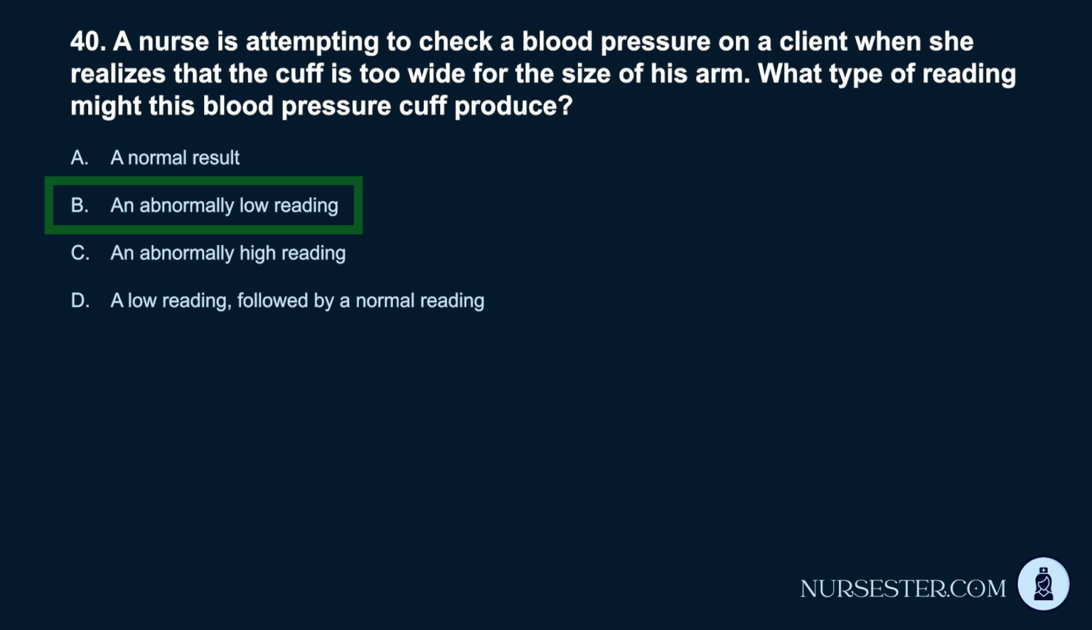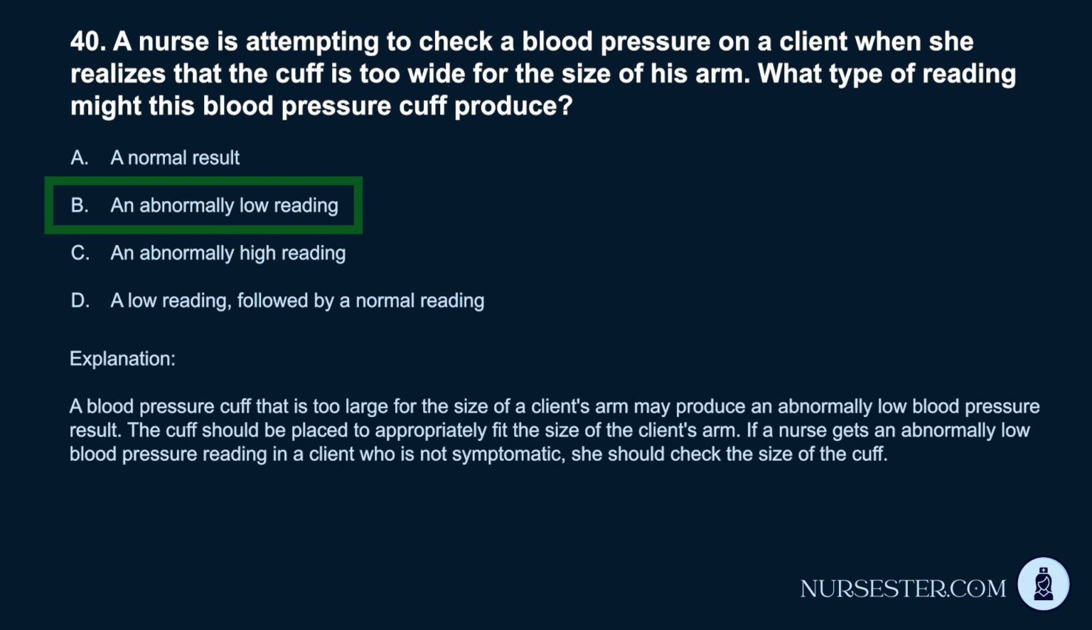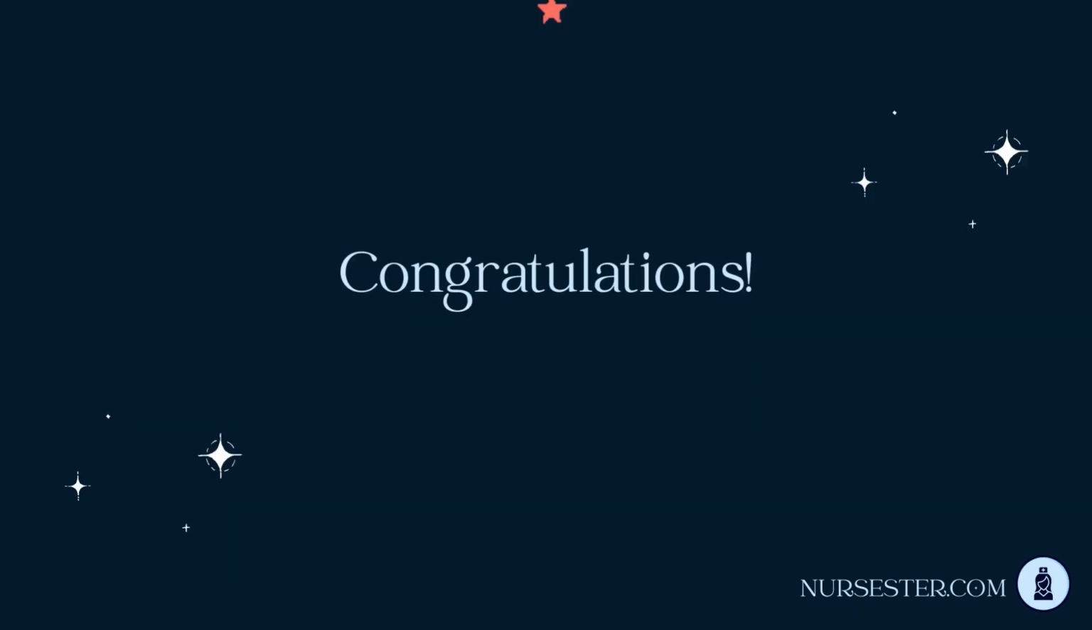Correct answer, B. An abnormally low reading. A blood pressure cuff that is too large for the size of a client's arm may produce an abnormally low blood pressure result. The cuff should be placed to appropriately fit the size of the client's arm. If a nurse gets an abnormally low blood pressure reading in a client who is not symptomatic, she should check the size of the cuff.